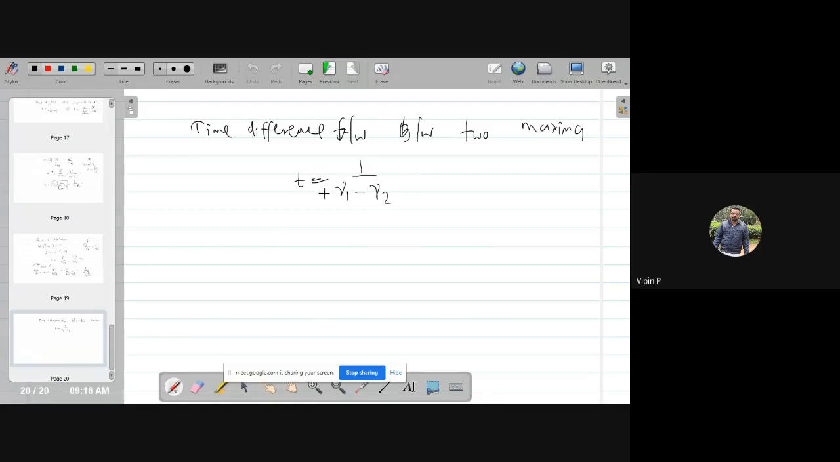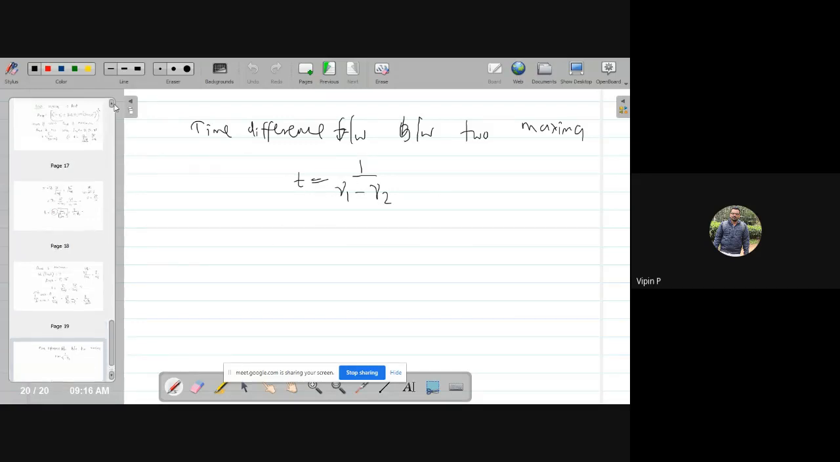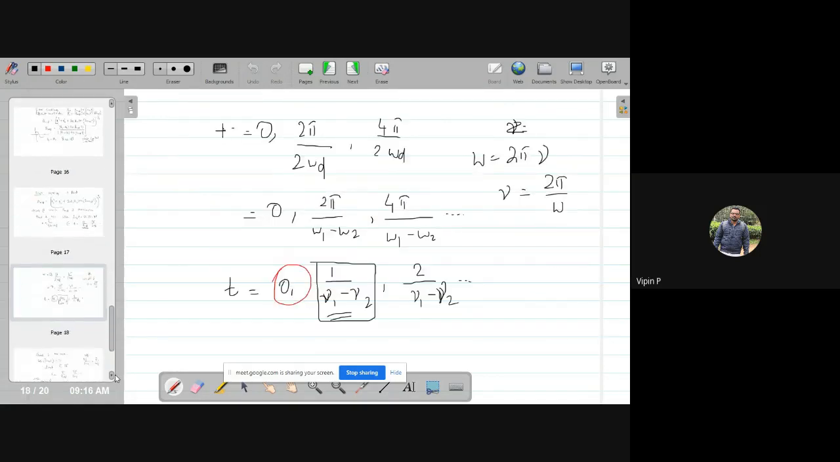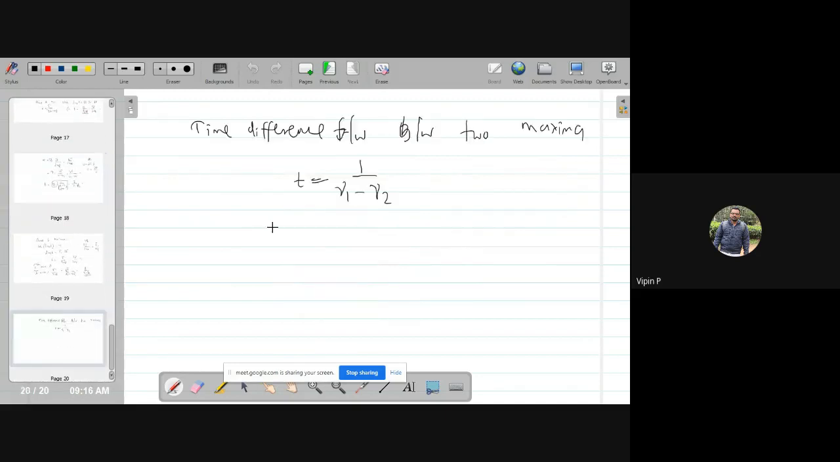Now here, this is the time difference between two maxima, which means that going back to the curve here, the time difference between this peak and this peak will be 1 by nu1 minus nu2. That's what we are all about. So which means that the frequency of beats is actually 1 by T, which is equal to nu1 minus nu2. So this is the conclusion that we have. The beats would happen at a frequency equal to nu1 minus nu2.